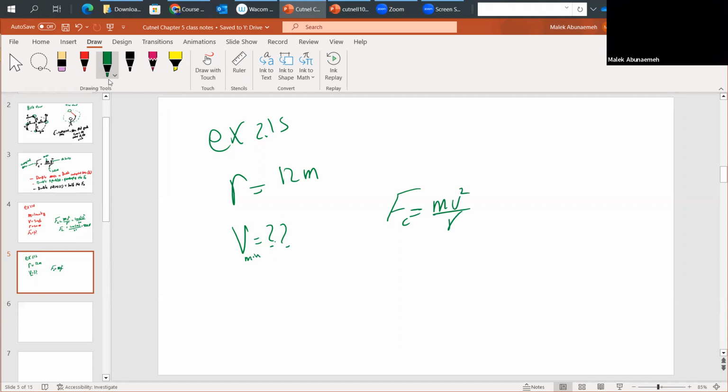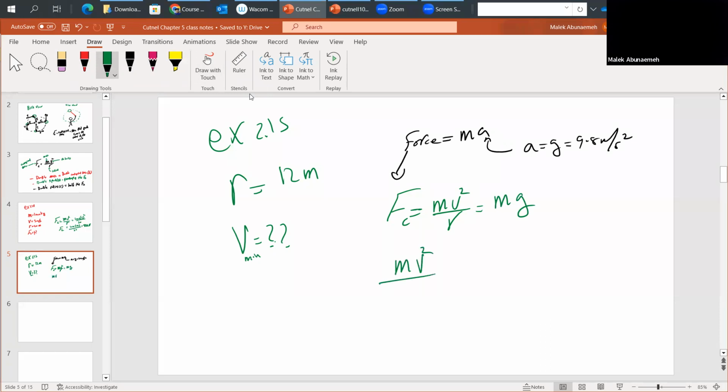But what is FC? FC is a force, which is your mass times acceleration. What is the acceleration that is affected by it? Your acceleration is going to equal your gravity, which is 9.8 meters per second squared. So really, this centripetal force, which is your mv squared over r, is going to equal your mass times your gravity. So your mass times velocity squared divided by r equals your mass times your gravity.